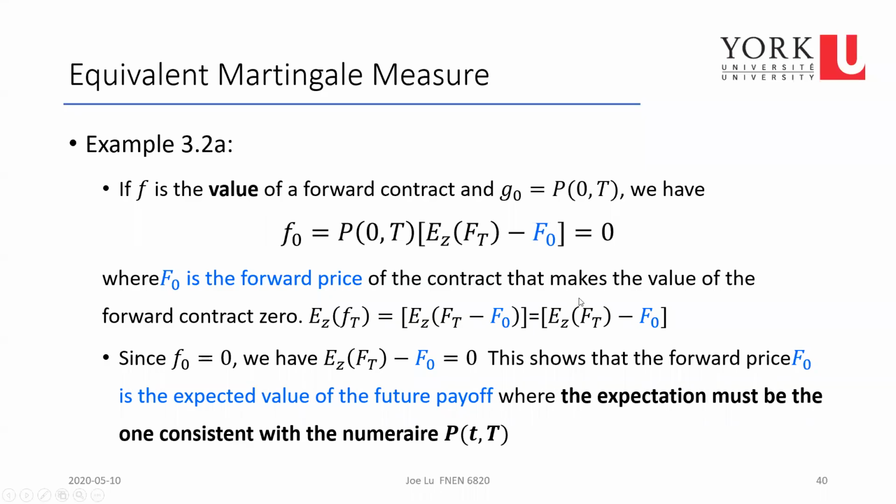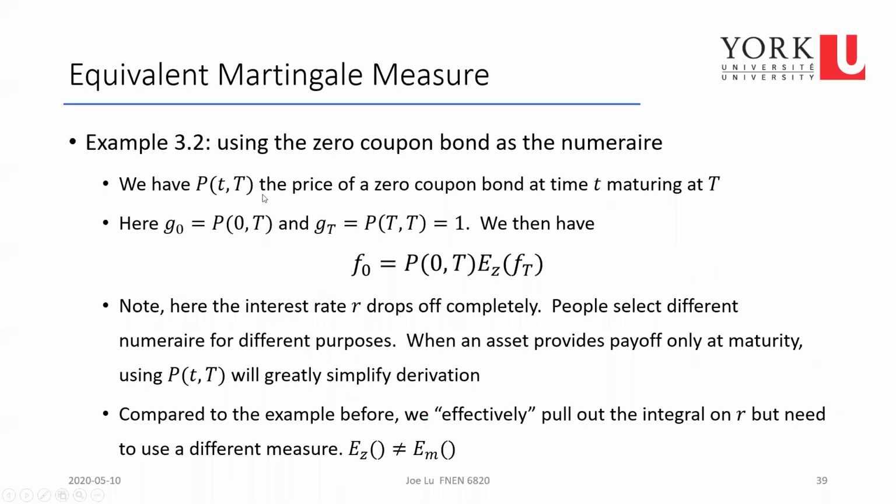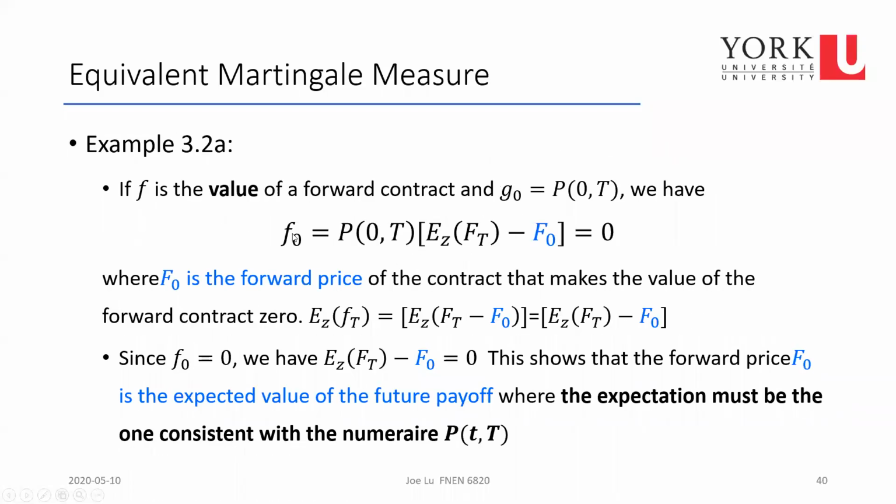Let's look at another example where we also use the zero coupon bond as the numeraire. In this case, we pick this derivative asset to be a particular derivative asset, a forward contract. Before, when we were talking about this F, it was just a generic derivative contract. It can be any derivative asset. So here we want to make this a forward contract and see how that works.